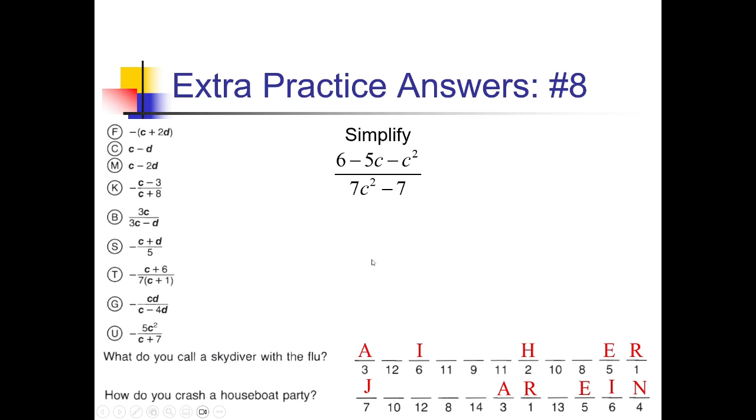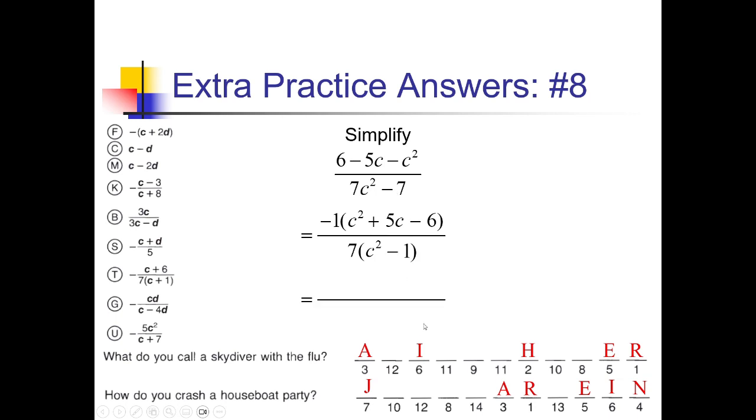All right, here we go with number 8. For this one, my numerator's looking like I could change the order of all that. So let me take a -1 out of all that stuff. That leaves me with a positive c squared plus 5c minus 6. And then for my denominator, I can definitely take a 7 out of both of those. So that's going to be c squared minus 1 down there.